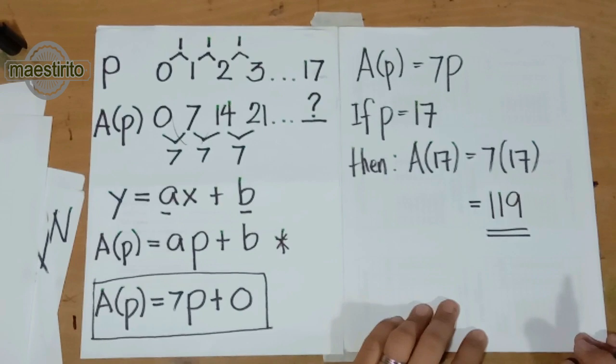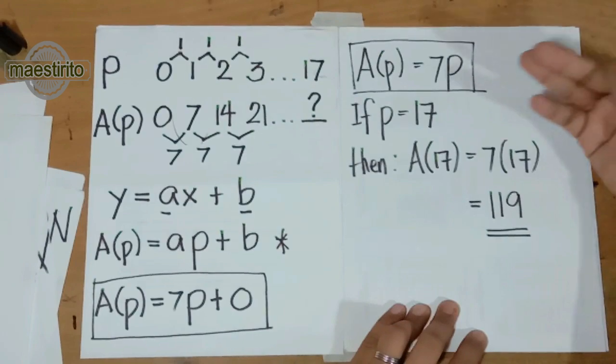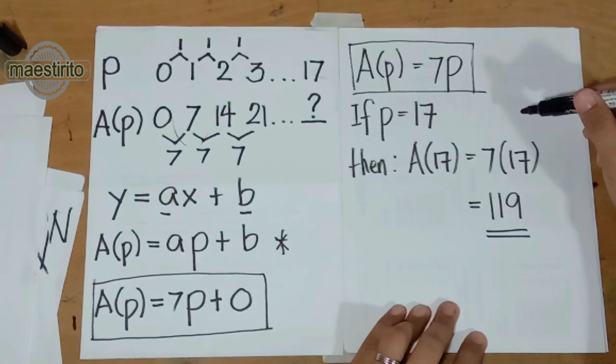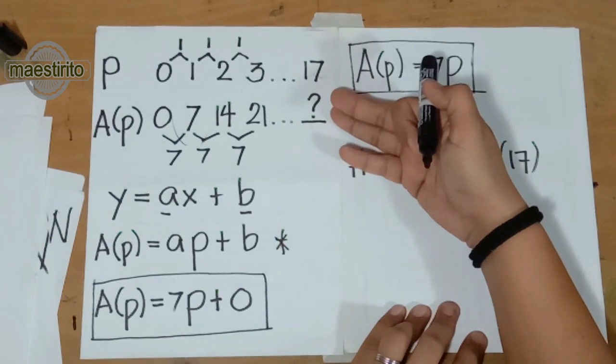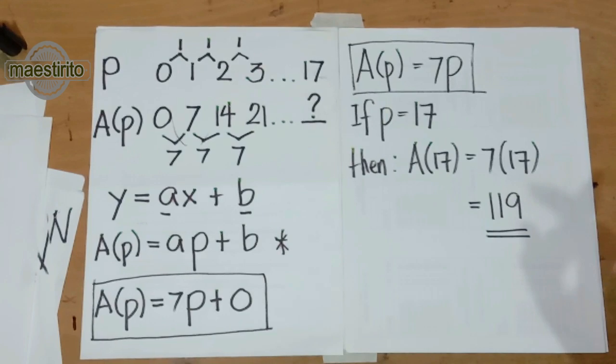So the point is, if you already have the model for a particular real-life problem, it would be easier for you to solve the missing item given or using the model. Okay, so that is for the linear function. Okay, so let us now proceed to the next one.